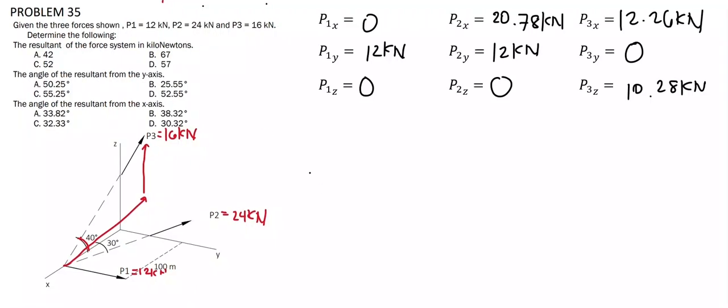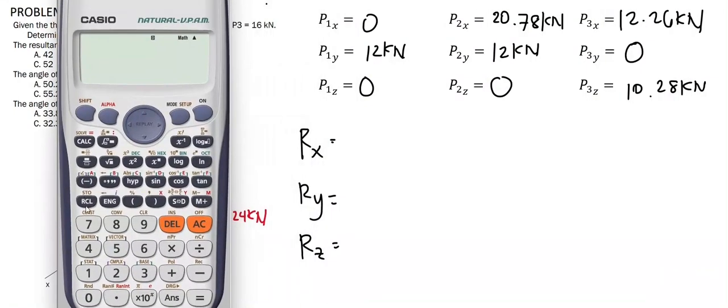Now to solve for the resultant, we first need to solve for the resultant along the x, y, and z axis. That is by summing up all forces acting along the x-axis to get the resultant at x. To solve for the resultant component for y, we add up the y components of the forces, and to solve for the z component of the resultant, we add up all the z components. So doing so, we get the resultant of x that is equal to 0 plus 20.78 plus 12.26. We get 33.04 kilonewtons.